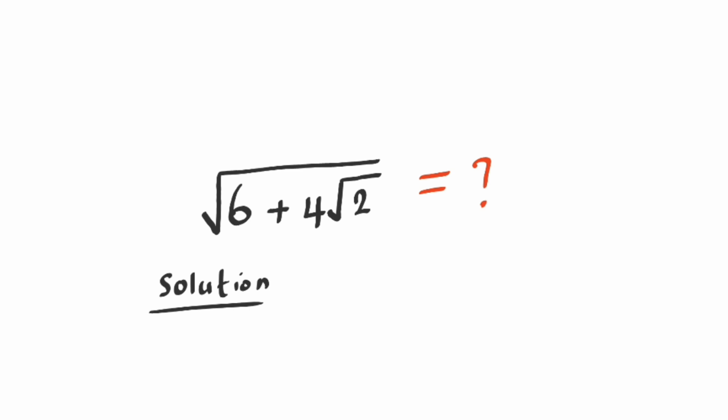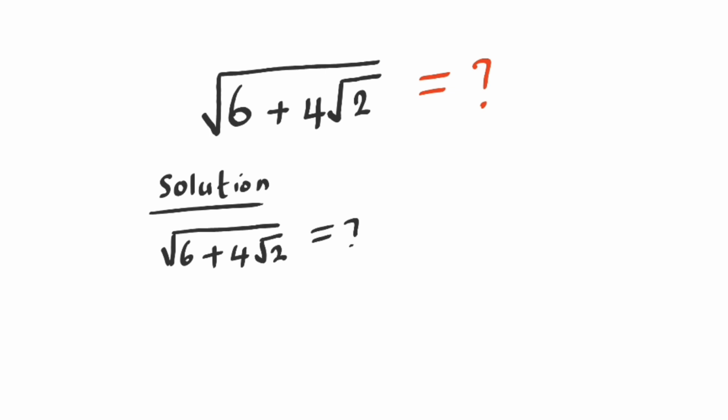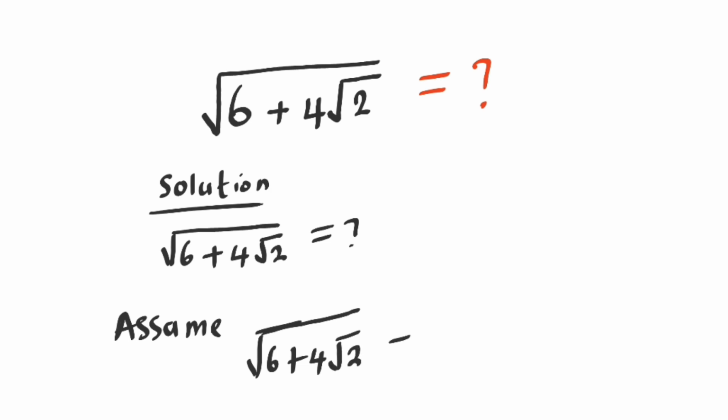We have the given math problem, the square root of 6 plus 4 square root of 2. Assume that the square root of 6 plus 4 square root of 2 is equal to square root of a plus square root of b.